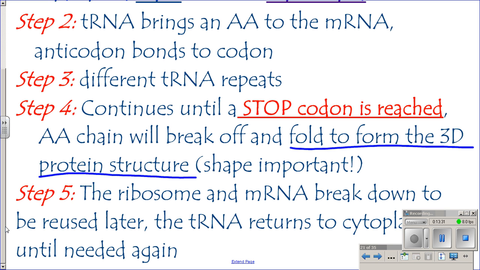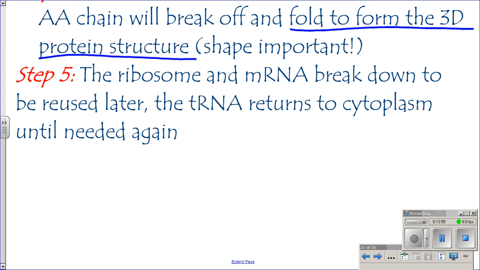So fourth step I'm going to write right here is protein chain folds into 3D structure. Because that shape that protein takes is going to control its function. It's going to control its ability to do its job. And proteins have really, really important jobs in our body. So we have to let them fold to their appropriate way.